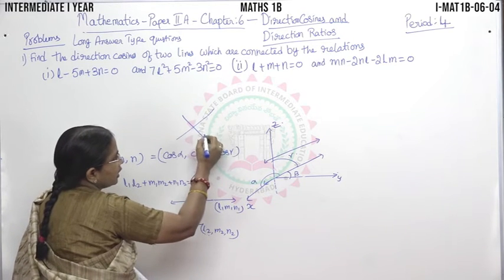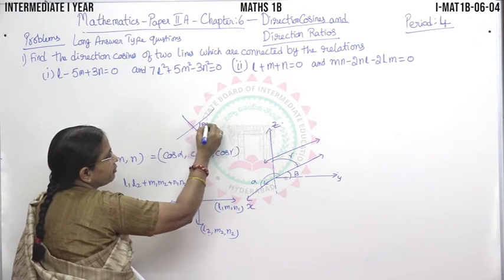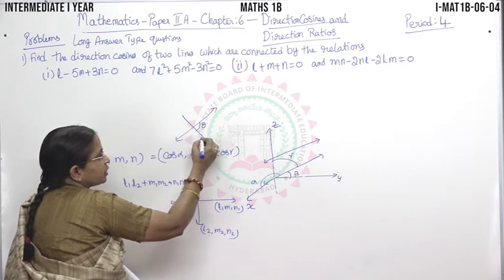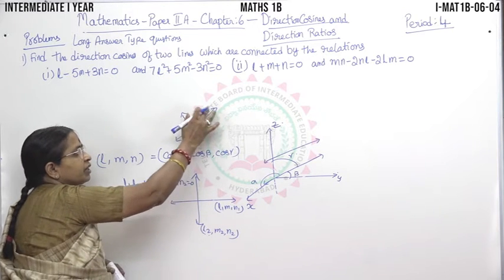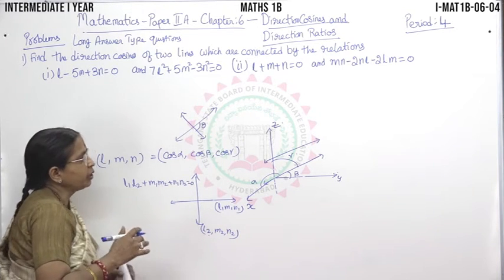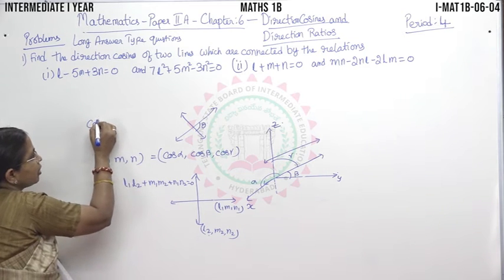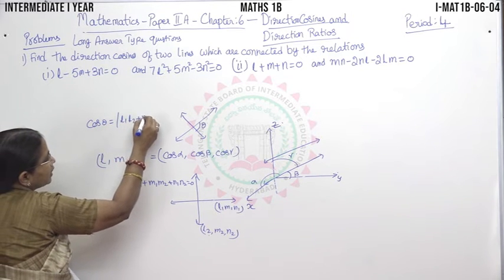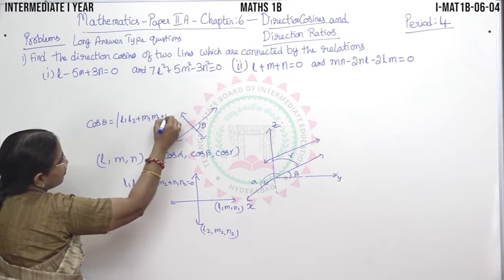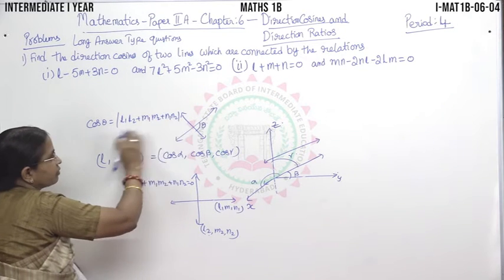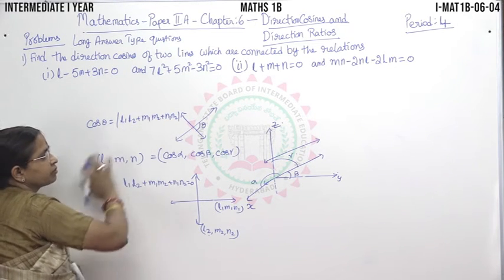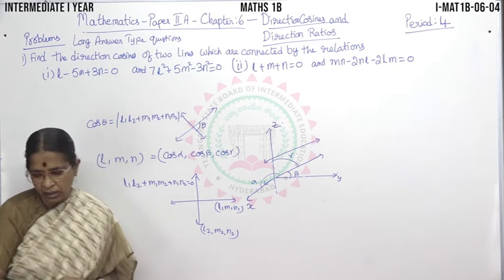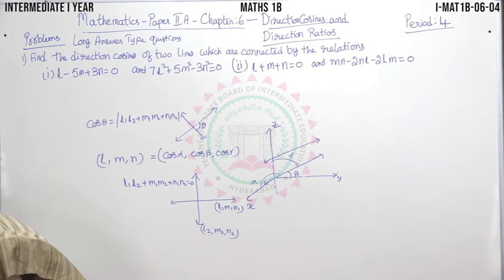Now suppose you have to find the angle between two lines whose direction cosines are L1, M1, N1 and L2, M2, N2. Then the formula is cos theta is equal to mod of L1 L2 plus M1 M2 plus N1 N2, or theta is equal to cos inverse of that. So this is about the direction cosines.